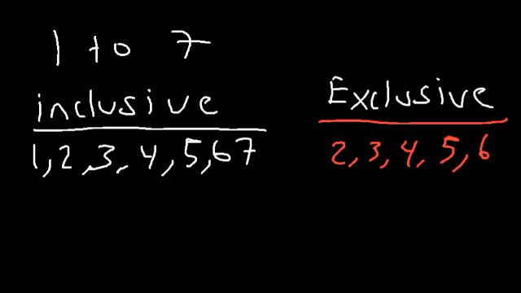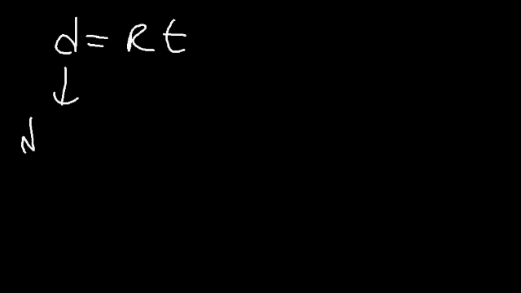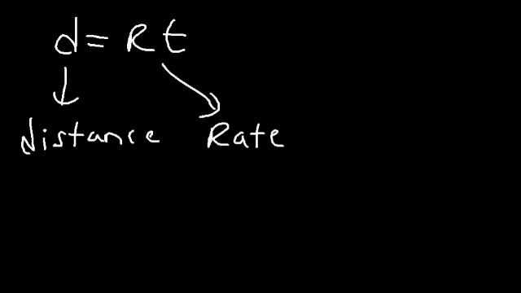The last thing you need to be familiar with for the next few multiple choice problems that you're going to go into is the equation for distance, rate, and time. You've seen this equation many times. D equals RT. D represents distance. R represents the rate, which is usually speed, and T represents the time.